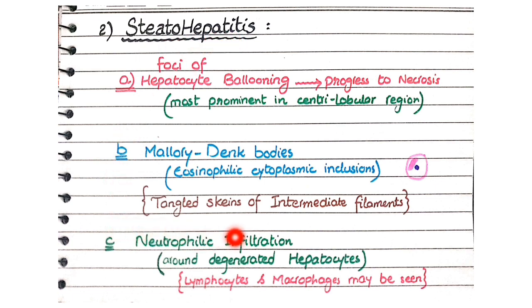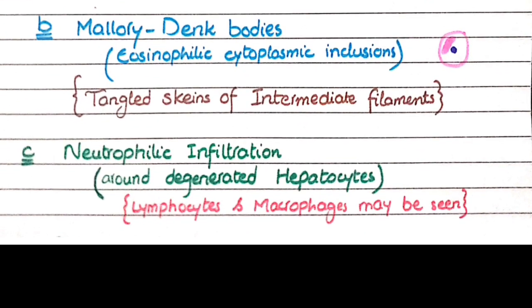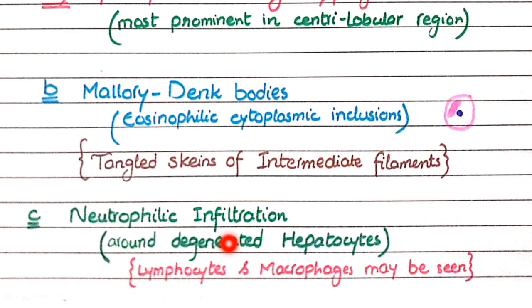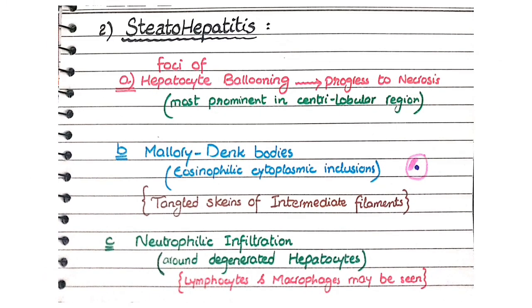So you see neutrophilic infiltration. And along with these neutrophils, lymphocytes and macrophages may be seen, but the most predominant cells here are neutrophils. Now this is a very important point. Why? Because it is in contrast with what we studied in viral hepatitis.